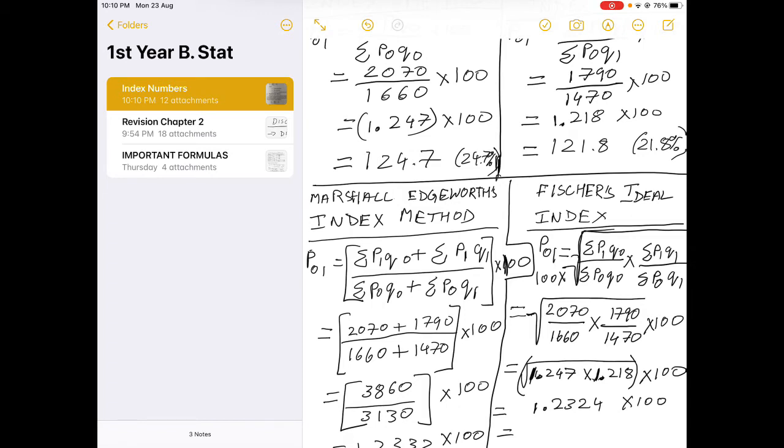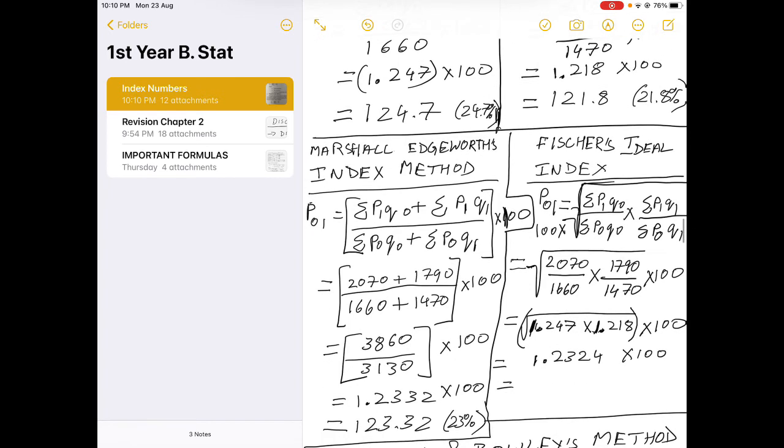I multiply both of them with each other, and then I take the square root. So when I do this, I will get 2070 divided by 1660 multiplied by 1790 divided by 1470. This gives me the square root of 1.247 into 1.218 into 100. So multiplying these two numbers and taking the square root, I get 1.2324.